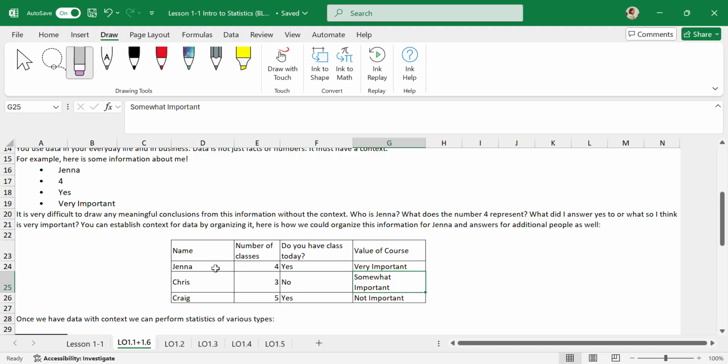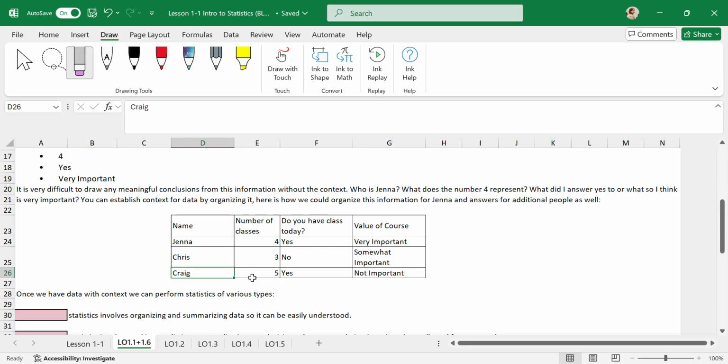You can then even have the answers for more than one person. So if these are Jenna's answers, maybe Chris's answers are that he has 3 classes, he does not have class today, and he thinks the class is somewhat important. And if we have Craig, maybe he's teaching 5 classes, he does have class today, but he doesn't think this is the most important class. So in that way, we can see different people's answers, and we've given our data a context.